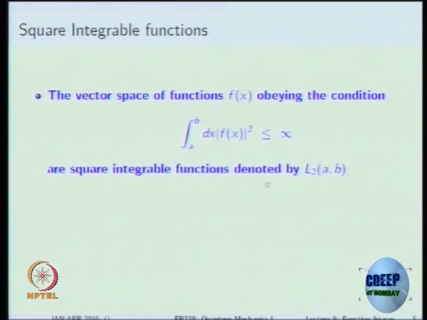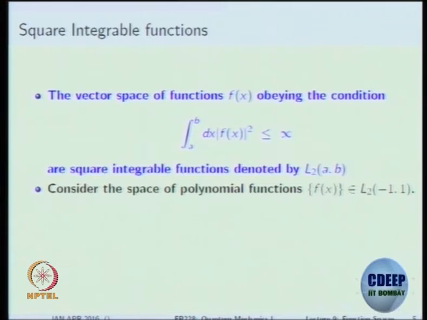So these are square integrable functions. Unlike the earlier case where I talked about square summable sequences, here these are square integrable functions. In the literature it is denoted as capital L2, and then you also give the boundary points, between A and B.